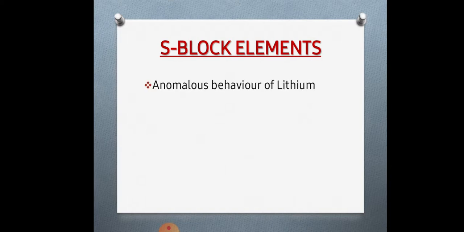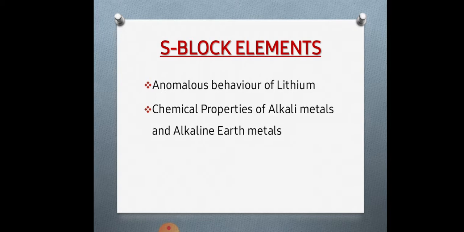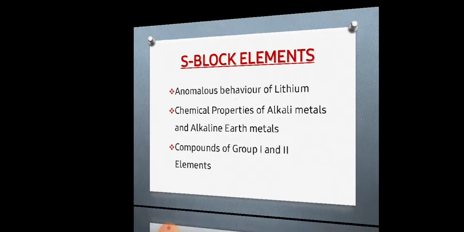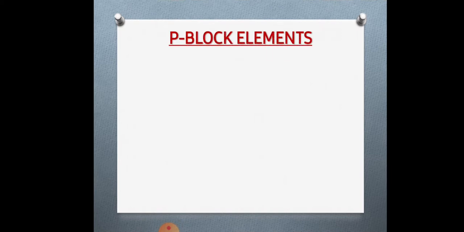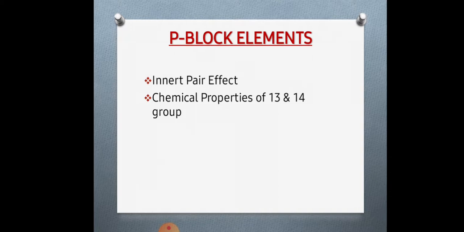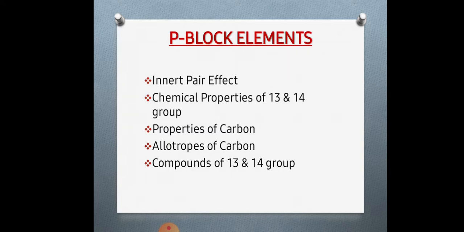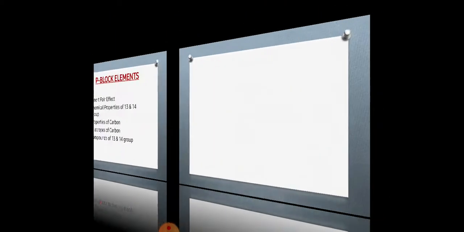Then let us switch on to the next chapter, that is s block elements, that is group 1 and group 2 elements. So the first one is anomalous behavior of lithium, the second one is chemical properties of alkali metals and alkaline earth metals, the third one is compounds of group 1 and group 2 elements. These are the important points. Then the next chapter is p block elements, and in this, especially the inert pair effect is important, the chemical properties of 13th and 14th group, properties of carbon atom, allotropic forms of carbon, and the compounds of 13th and 14th vertical columns.